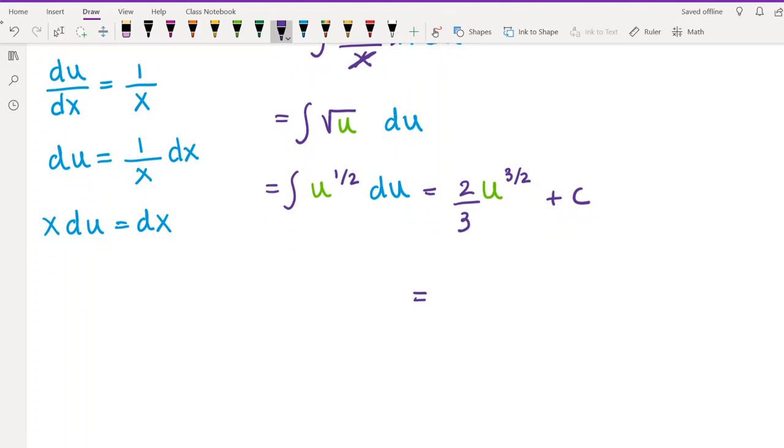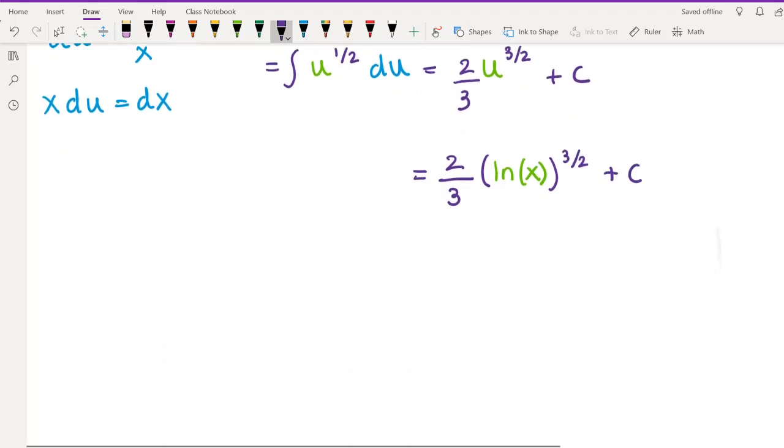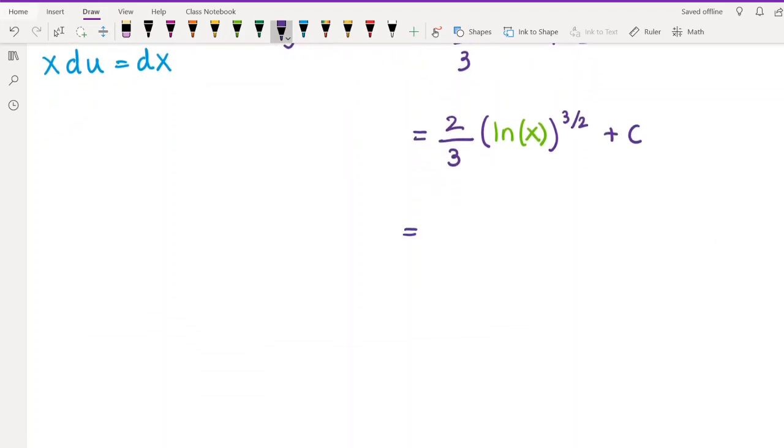And so our final step would be putting back in what our actual u was. So u is equal to ln of x. So we have 2/3 times ln of x to the 3/2 plus c. And so another way of writing this would be 2 times the square root of ln of x cubed over 3 plus c.